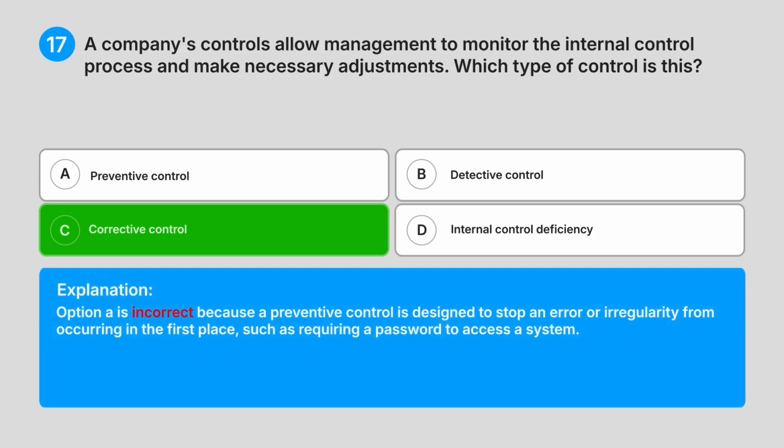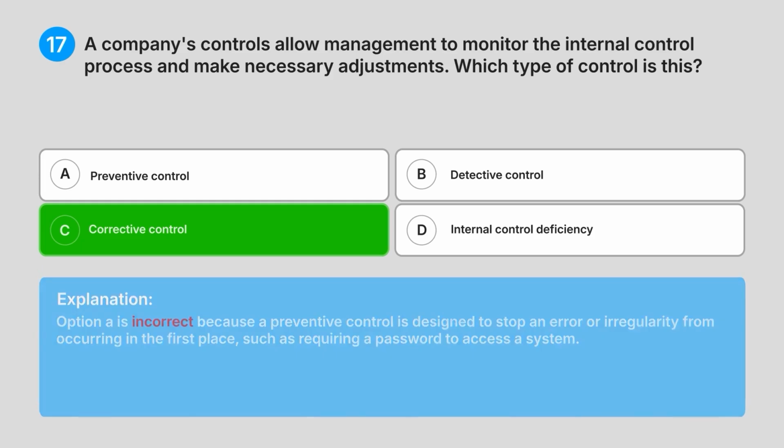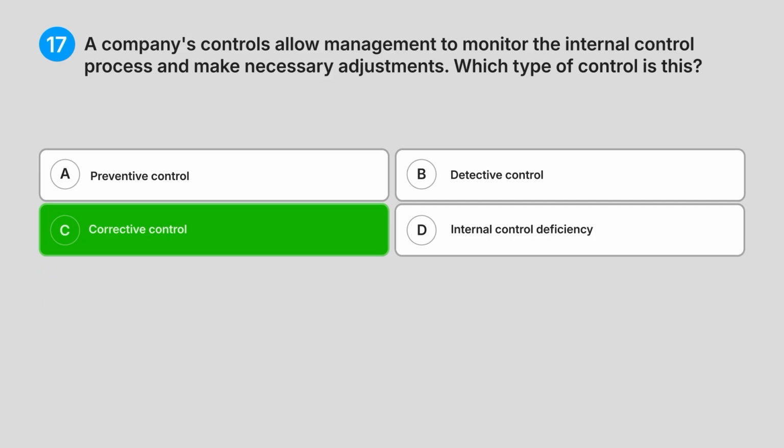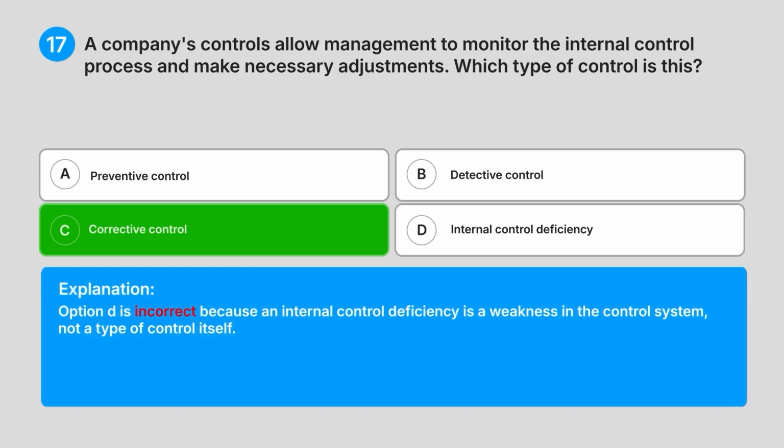Option A is incorrect because a preventive control is designed to stop an error or irregularity from occurring in the first place, such as requiring a password to access a system. Option B is incorrect because a detective control is designed to find problems after they have occurred, such as reviewing an exception report. The action of adjusting is corrective. Option D is incorrect because an internal control deficiency is a weakness in the control system, not a type of control itself.